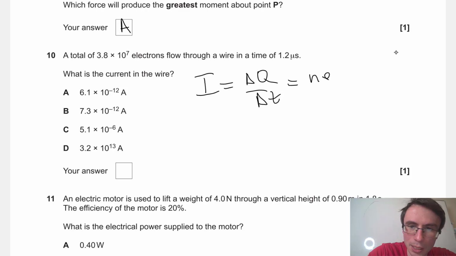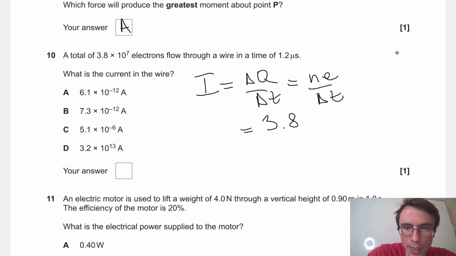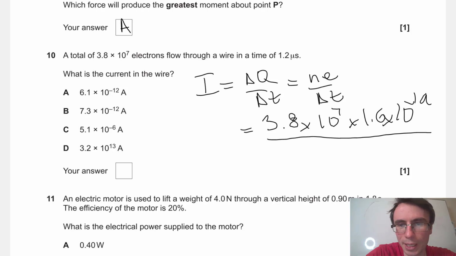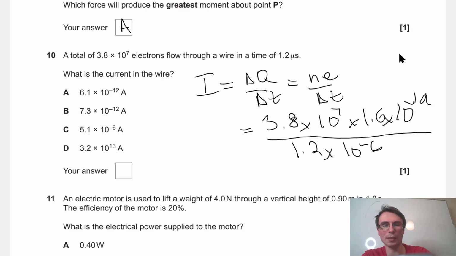So that's going to be N e over delta T, which is 3.8 times 10 to the power of 7, each of them 1.6 times 10 to the power minus 19. In the real exam, please just do that in your calculator. Divide that by 1.2 times 10 to the power of minus 6. Okay, let's see what we get. 3.8 times 10 to the power of 7 times 1.6 times 10 to the power of minus 19 over 1.2 times 10 to the power of minus 6.